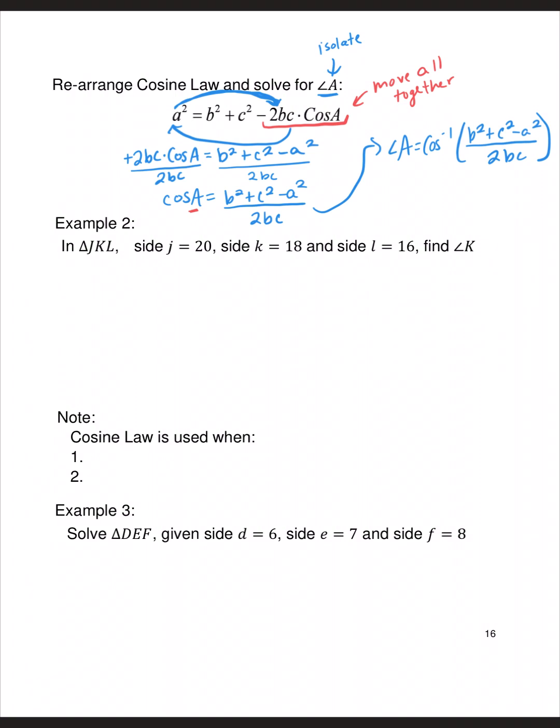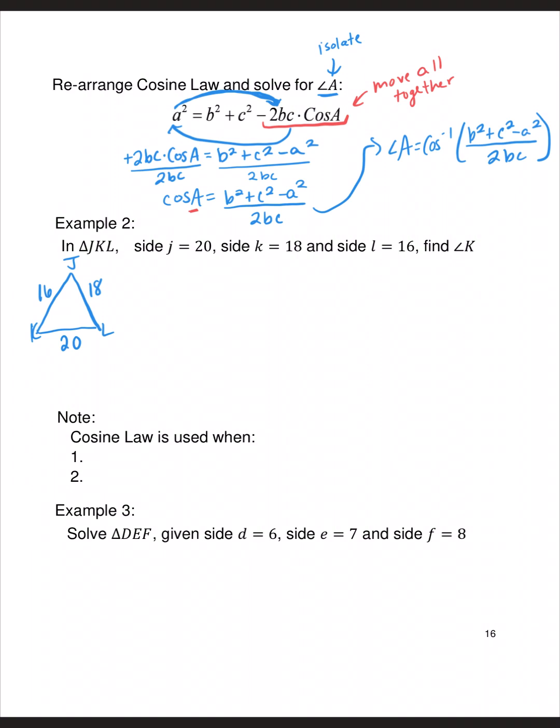So we're going to repeat that process with some values. So let's look at the next example. In triangle JKL, they've given us some information. So let's draw a triangle JKL. So if I have J, K, and L. Okay, side length J is 20, side length K is 18, and side length L is 16. It's asking us to find angle K.